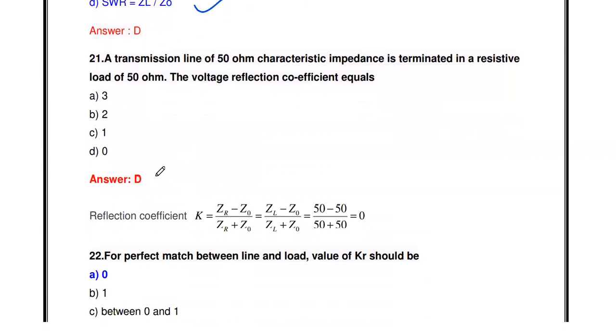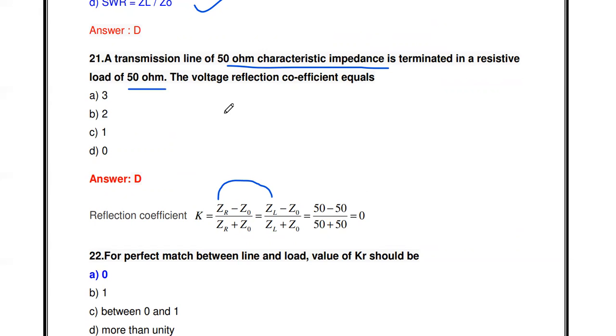The next thing, a transmission line of 50 ohm characteristics impedance is terminated in a resistive load of 50. Find the voltage reflection coefficient. So you know the formula for voltage reflection coefficient, K equal to ZR minus Z naught by ZR plus Z naught. Sometimes the received impedance may be mentioned as a load, ZL minus Z naught by ZL plus Z naught. So you substitute, both the values are 50, same. So 50 minus 50 divided by 50 plus 50. So what is the answer? 0.